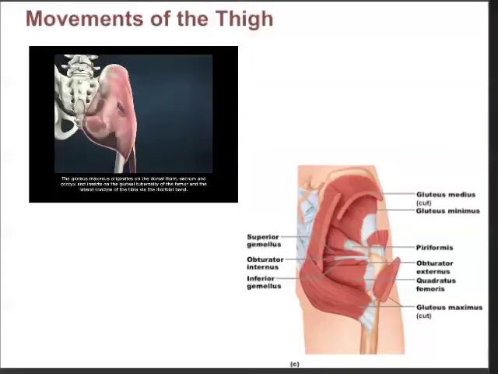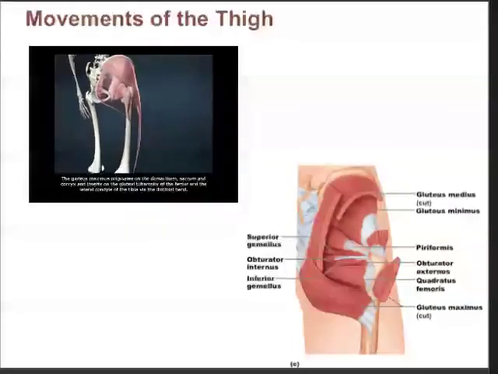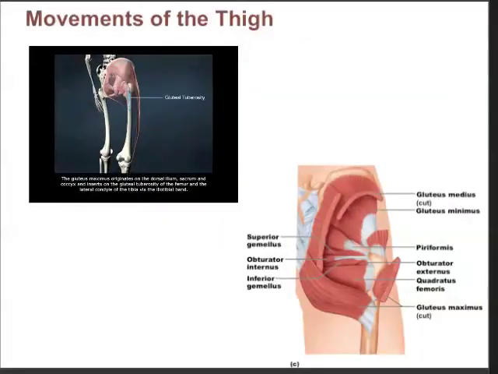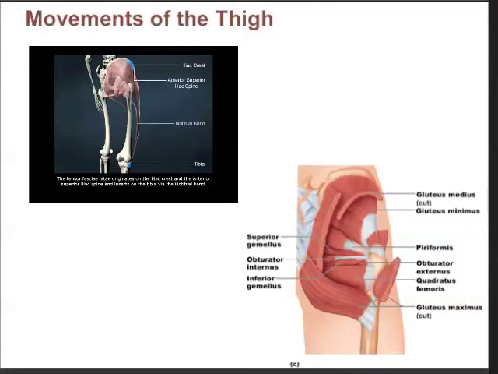The gluteus maximus originates on the dorsal ilium, the sacrum, and coccyx, and inserts on the gluteal tuberosity of the femur and the lateral condyle of the tibia via the iliotibial band. Tensor fasciae latae originates on the iliac crest and the anterior superior iliac spine and inserts on the tibia via the iliotibial band.